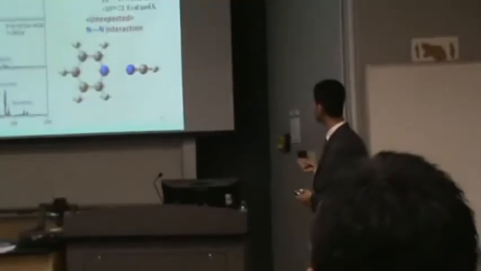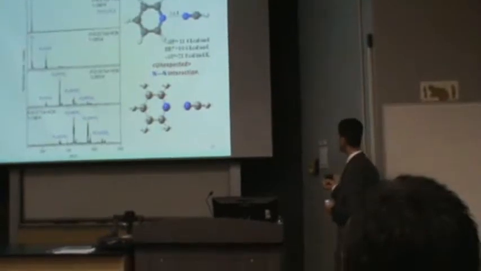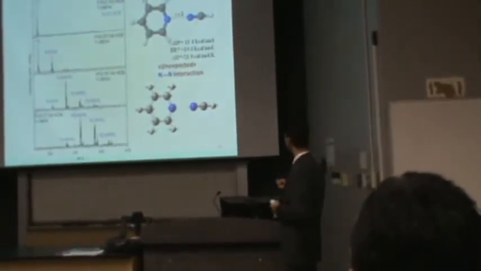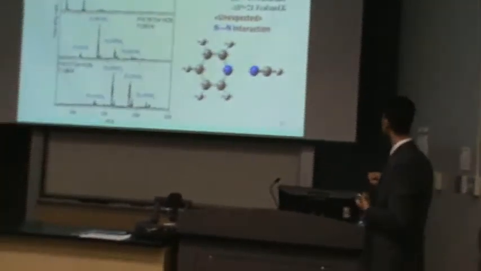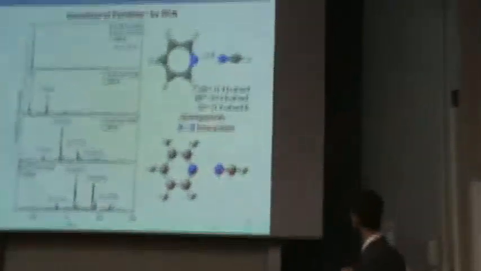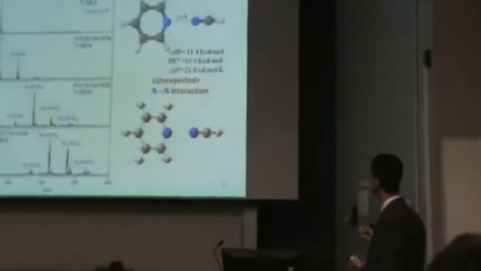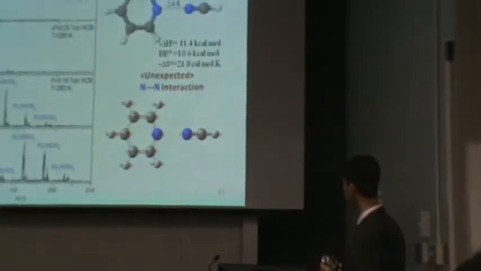So, how can we have such a structure? The answer goes to the charge distribution. The nitrogen of the pyridine radical cation is actually positive, so that's why it interacts with the negative nitrogen of hydrogen cyanide. So that's why this structure is the lowest energy structure.